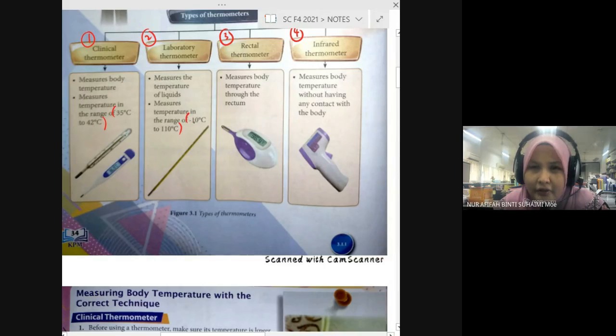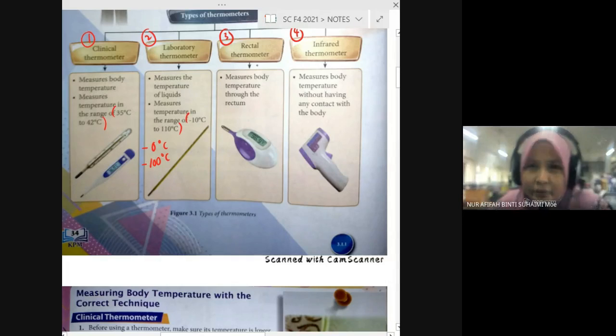Then we have -10, below the melting point or freezing point. Freezing point is 0 degrees Celsius, melting or freezing point. And we have a boiling point, which is 100 degrees Celsius.